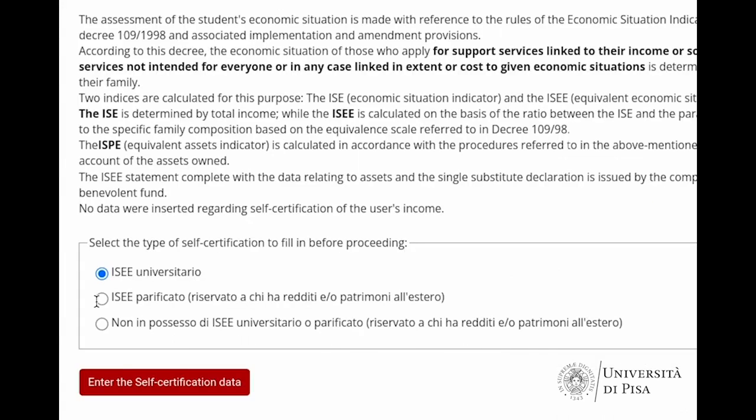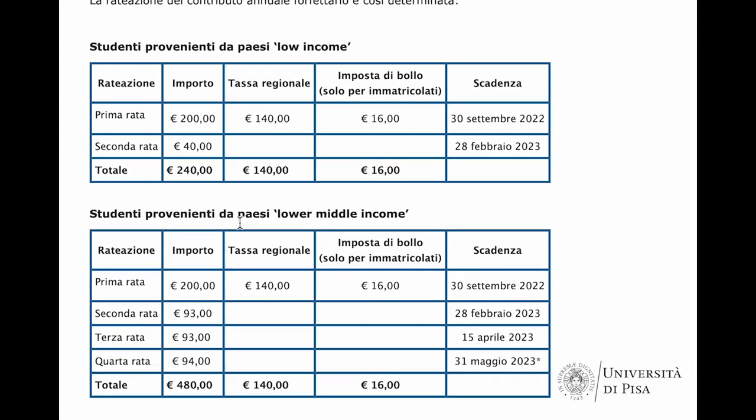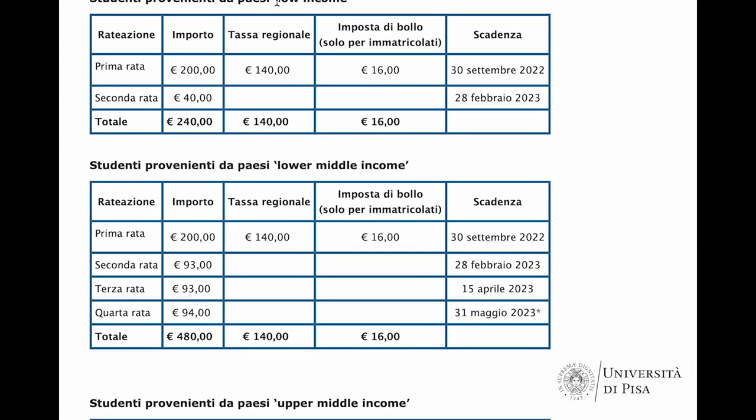Now the last thing. We have talked about ISEE Universitario if your heritage is here in Italy, and ISEE Parificato if your heritage is abroad. The third option is if you don't have ISEE and you cannot issue it. So if you don't have it, you click here and enter, and you will pay based on your country's income. Here on the site of the university, you can find how much you will pay.